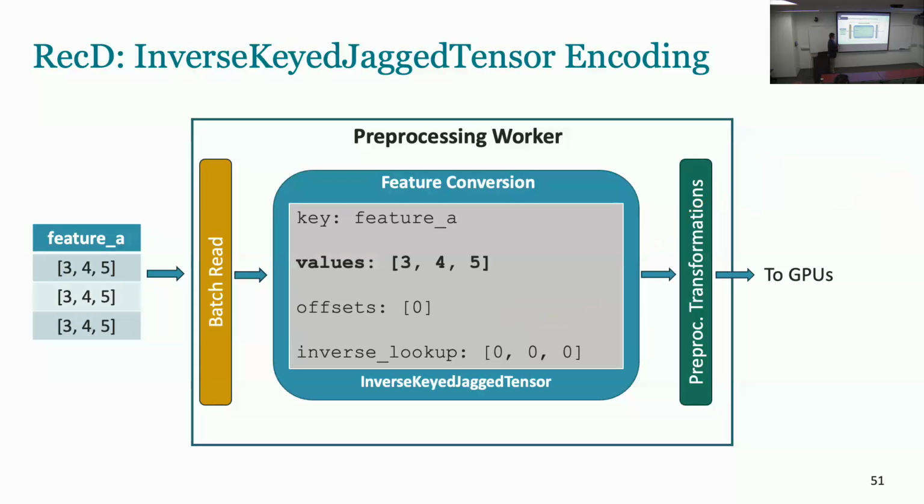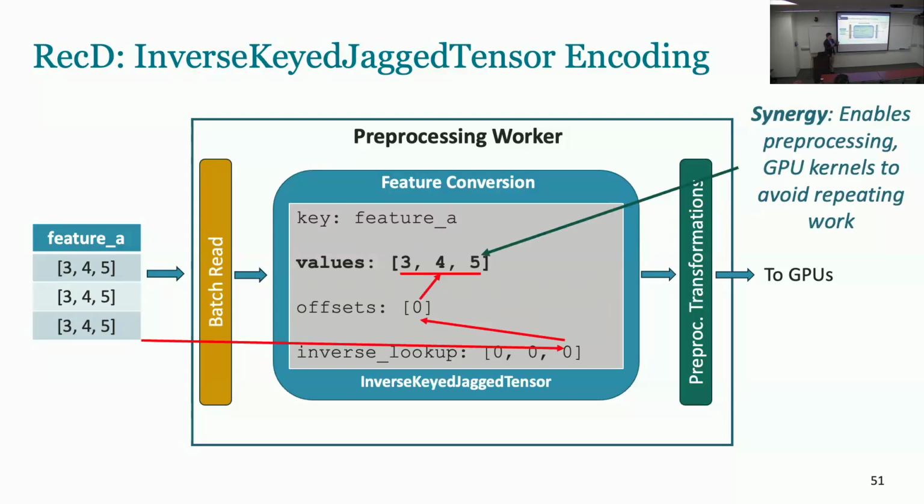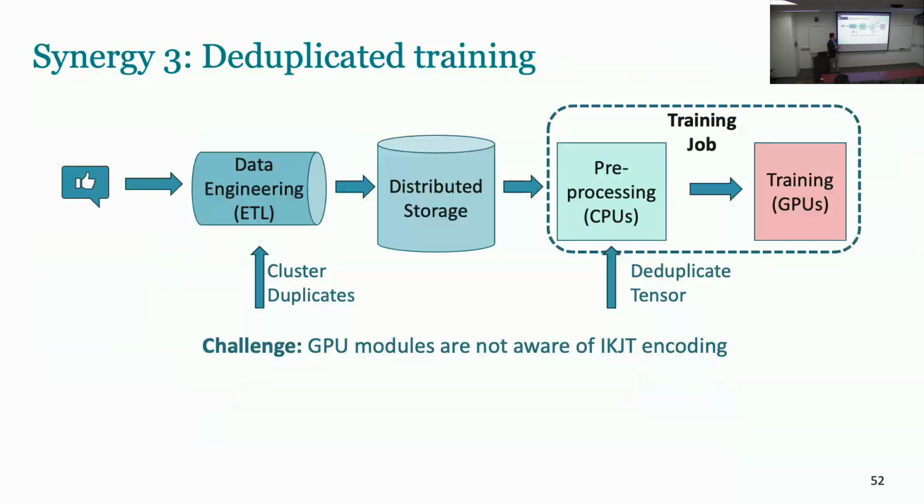So to address this problem, we introduced this inverse keyed jagged tensor format, which now has this inverse lookup list, and each inverse lookup will now point to the offset for that inverse lookup, which will encode the values as before. By adding this additional layer of indirection, the benefit is that we're able to reduce the number of values in this values list and not have to repeat 3, 4, 5 many, many times. And that allows us to actually leverage this technique on the GPUs themselves.